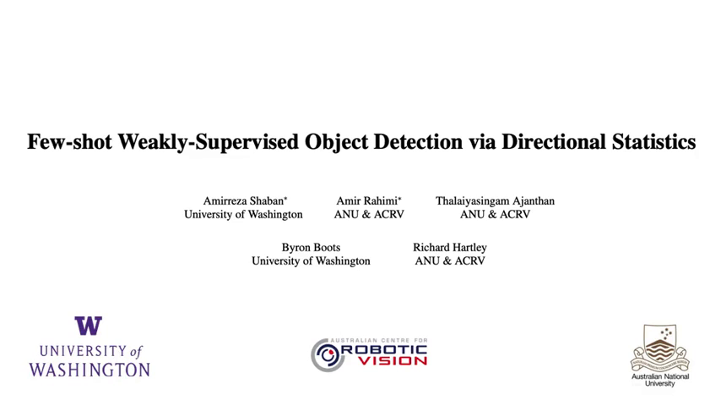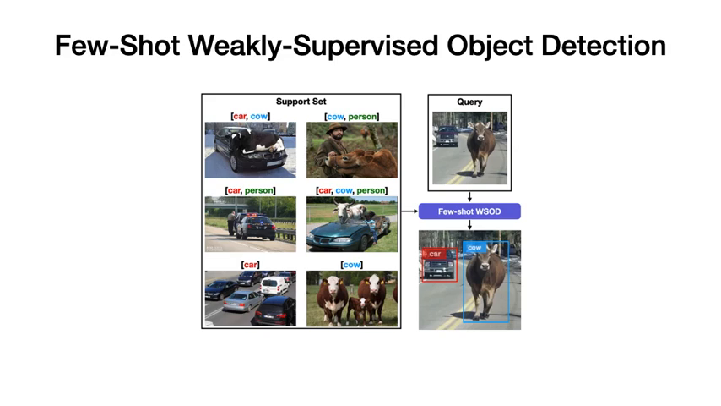Few-shot weakly supervised object detection via directional statistics. In the few-shot weakly supervised object detection problem, we are given a few images in the support set. These support images are only labeled with image level labels, but we are asked to detect these objects in the query image. Note that none of these objects has been seen before and they are all novel.